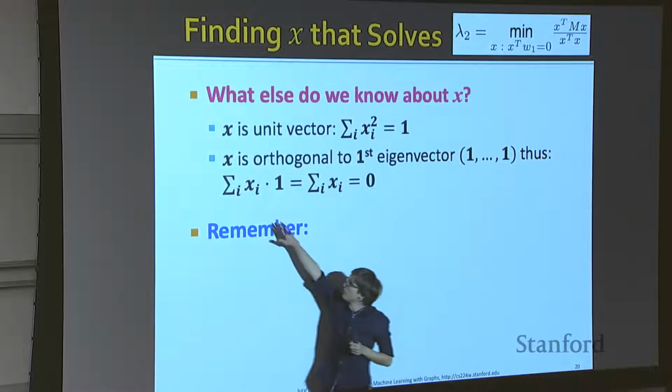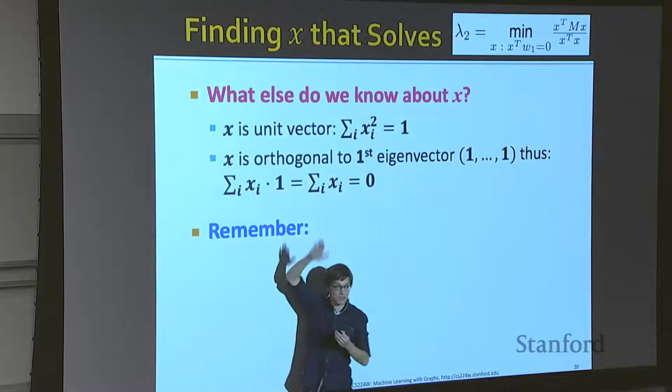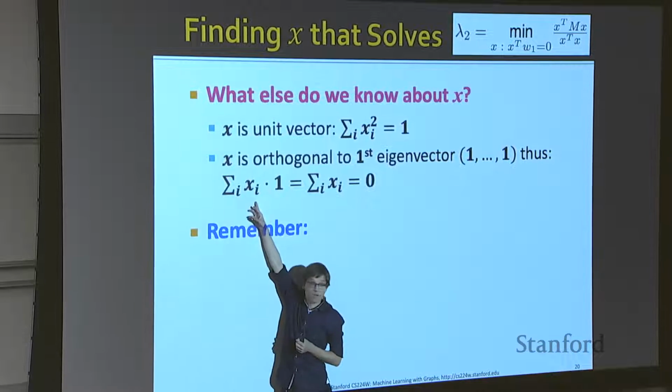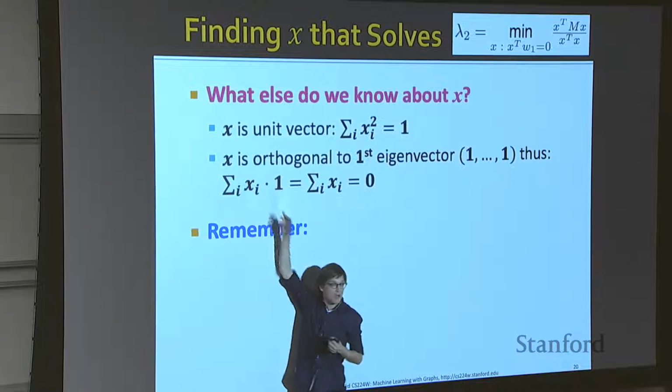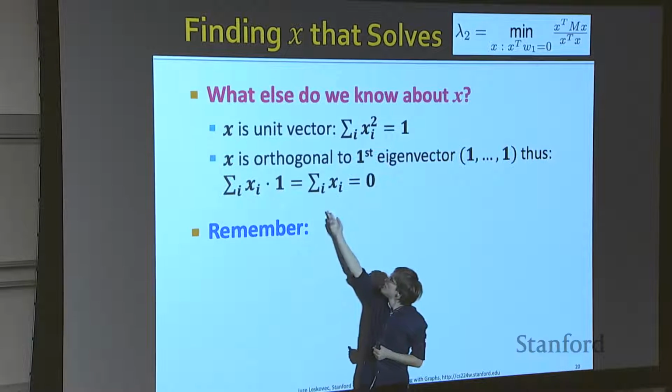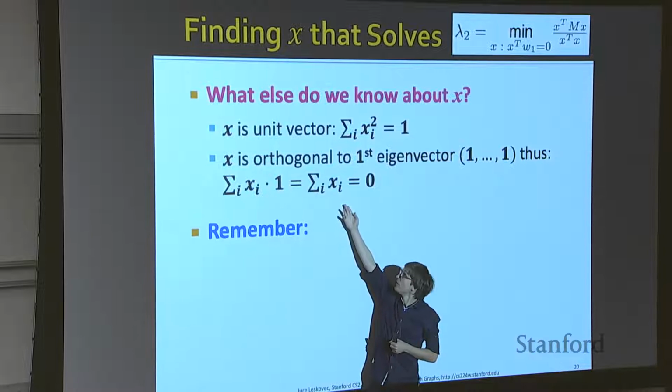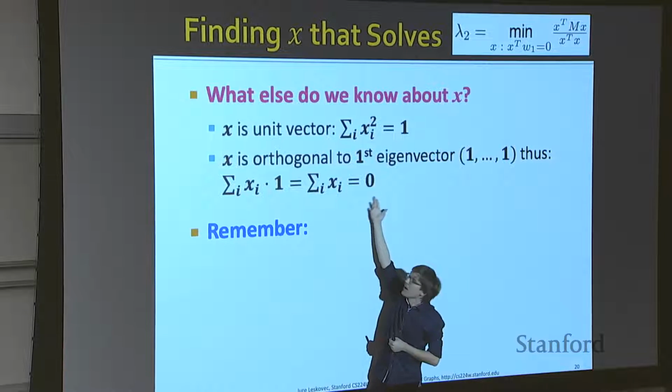We talked about this before. If the first eigenvector has all values one, and I take the dot product of x with it, I have to get a 0, which means that the sum of the entries of vector x has to be 0.